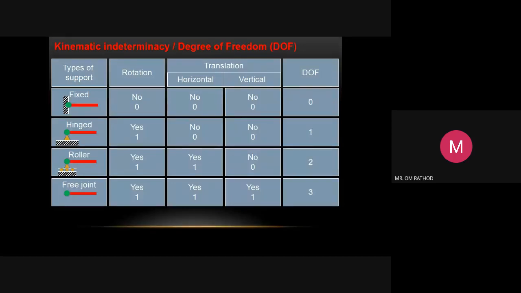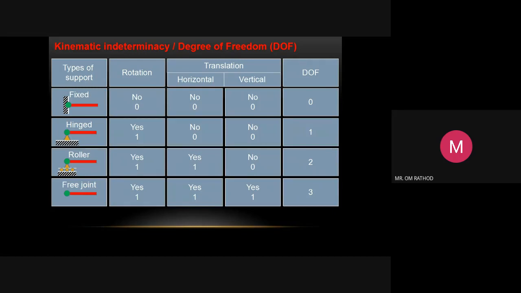Because in the case of truss, there will be no rotational displacement, as there is no bending in the members. So the only possible displacements in the case of truss were 2, that is delta x and delta y. But in the case of beam or frame, there will be rotational displacement also, because there is bending in the member. So that rotational displacement we have to consider.